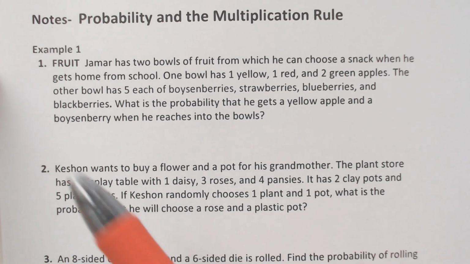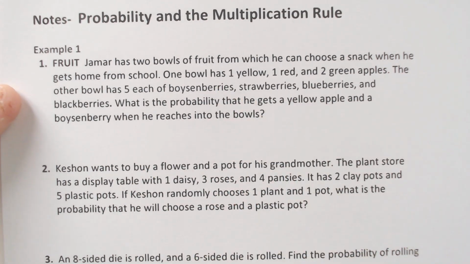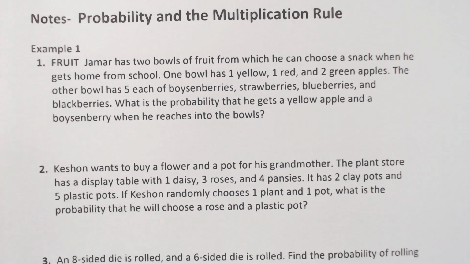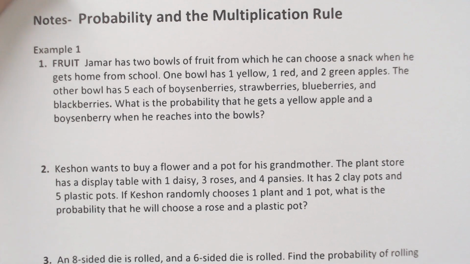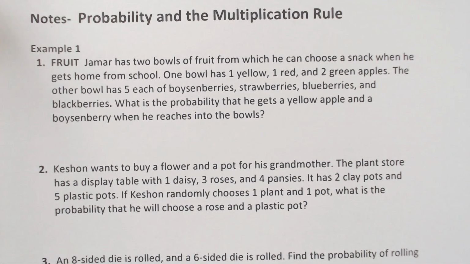Today we're going to be doing some notes on probability and the multiplication rule. Okay, so this idea is that you multiply probabilities together to get the likelihood of two events happening.